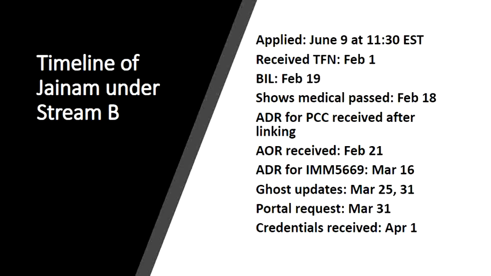Then there was an ADR for the police clearance certificate, and this usually comes after linking up the file. In some cases, you might link up the file today and get the ADR within a week. The same goes for your AOR. In this case, you see here that AOR was received on February 21st, and then there was another ADR almost 25 days later. That was for the IMM 5669 form. And then the credentials were all received yesterday, April 1st.